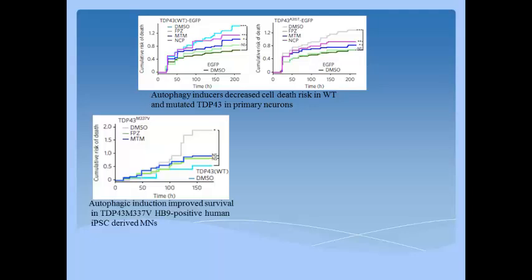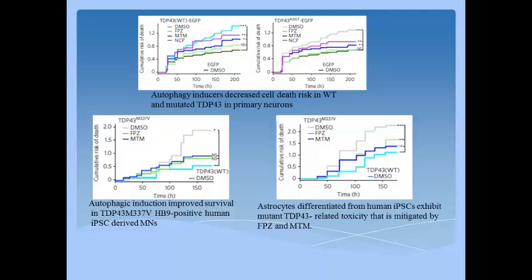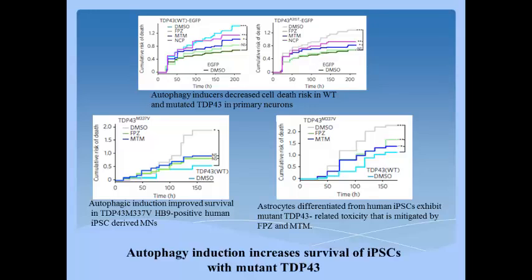Autophagic induction improved survival of TDP43 mutant expressed in human iPSC-derived motor neurons. Astrocytes differentiated from human iPSCs exhibited mutant TDP43 related toxicity that is mitigated by autophagy inducers. So autophagy induction could be used for treatment of ALS.